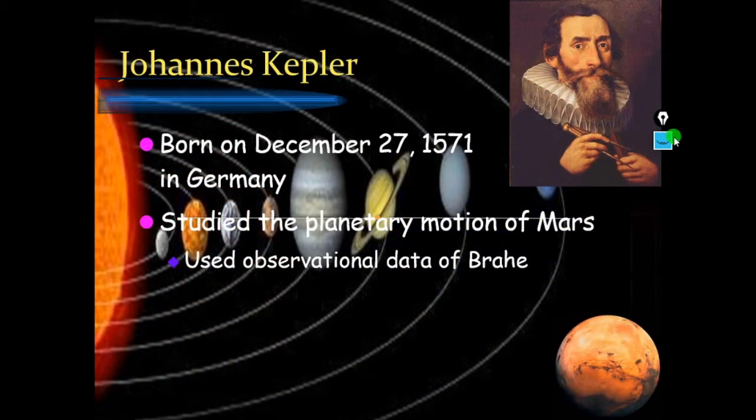First, let us know who is Johannes Kepler. This man is behind designing the laws of planetary motion. He was born on December 27, 1571 in Germany. He studied the planetary motion of Mars, not Earth, and he used the observational data of the other scientist called Brahe.